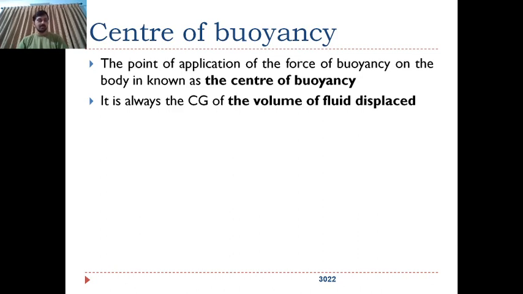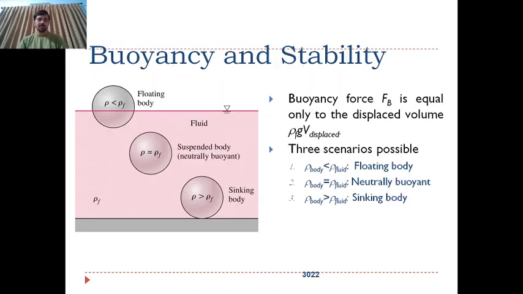Please note that it is always the center of gravity of the displaced volume of the fluid. Displaced volume. Always it will be the center of gravity of the fluid displaced. Now you see here, there are three spherical objects, or the same object at three different conditions, depending on the relative densities of the fluid and the body.